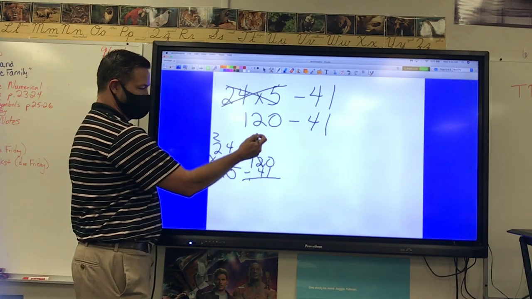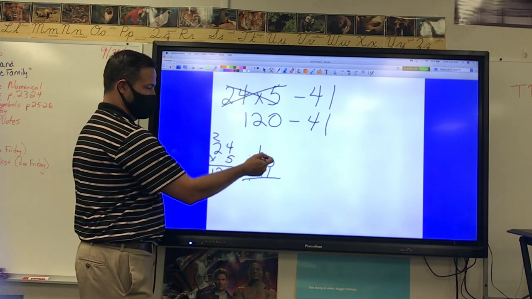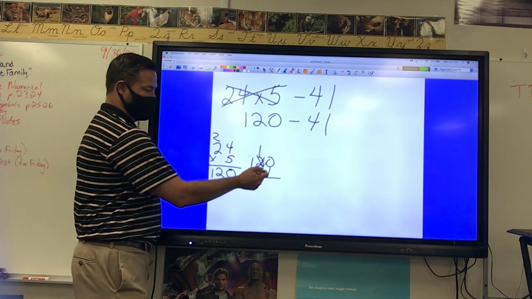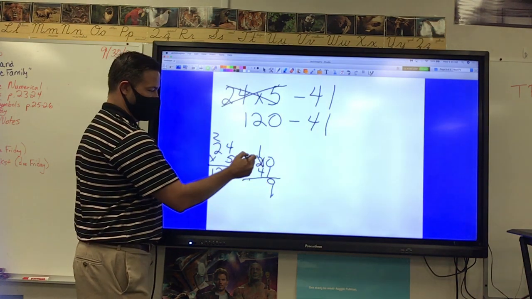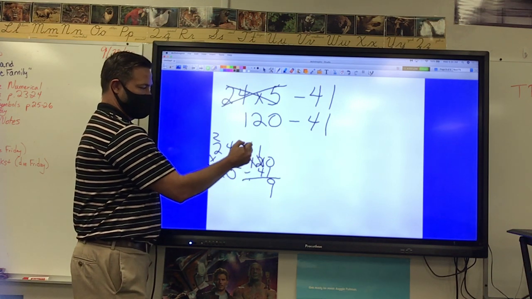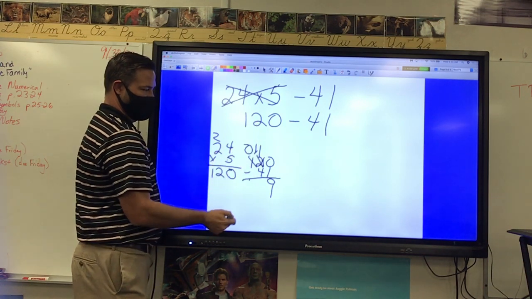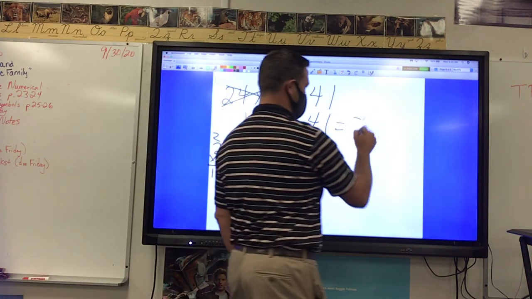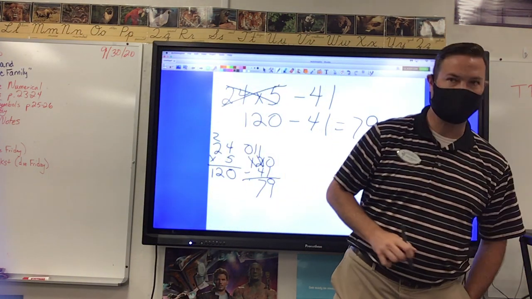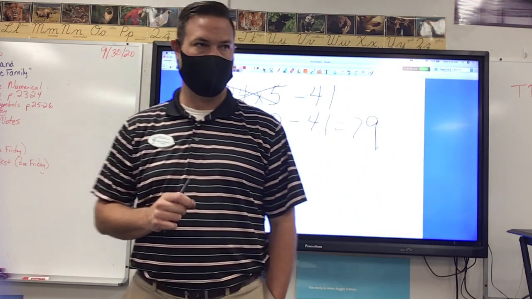2. 2 leaves you what? 1. Where does that 1 go that you borrowed? In front of the 0. So 10 minus 1 is 9. 1 minus 4 is? You can't do it. I borrow it from my neighbor, which leaves him a 0. What do I do with that 1? In front of there. 11 minus 4 is 7. Your answer is 79. Are there any questions? Okay.